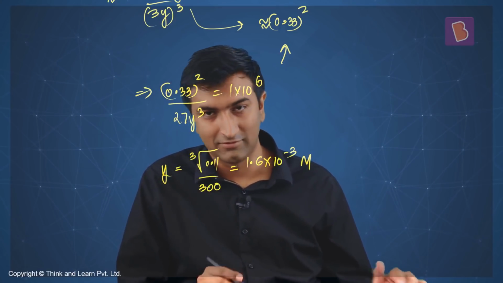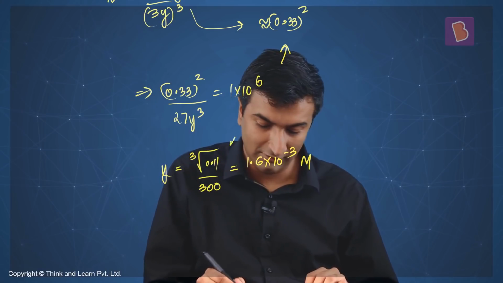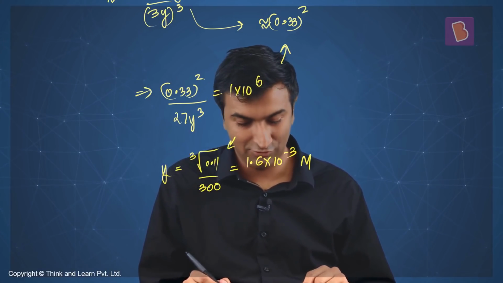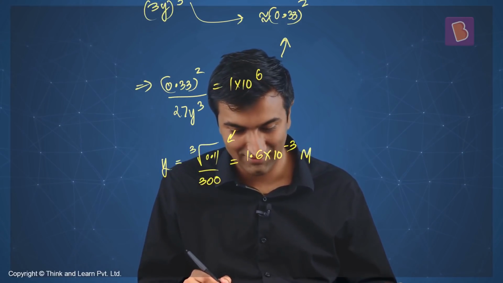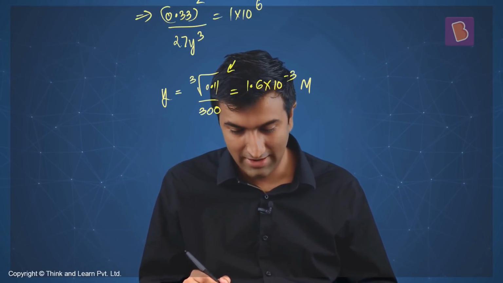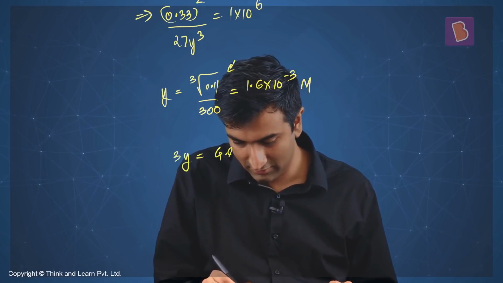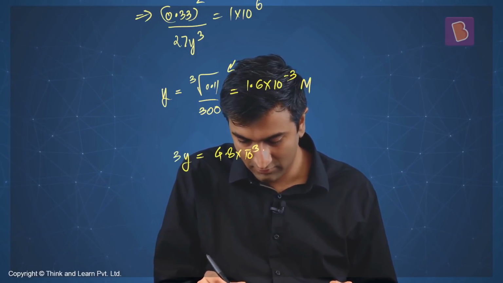So that this substitution is easy for you. We don't want to test your cube root finding skills. We just want you to do the actual numerical. That's why that was given to you. All right, so the answer, which is 3y, is equal to 4.8 × 10^-3 molar.